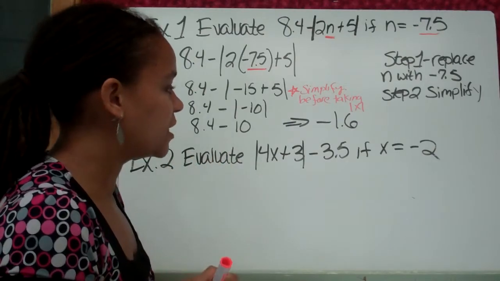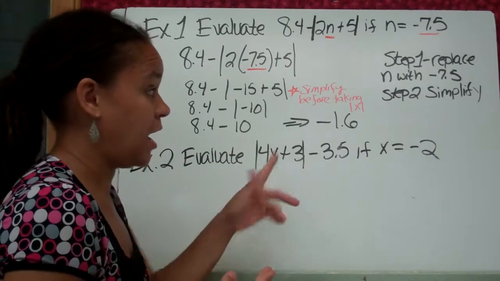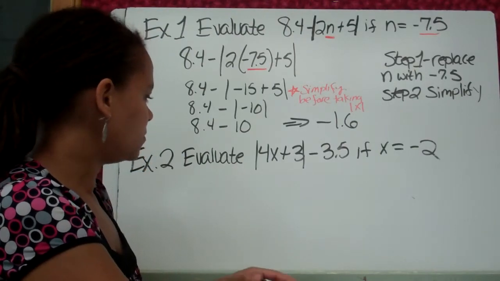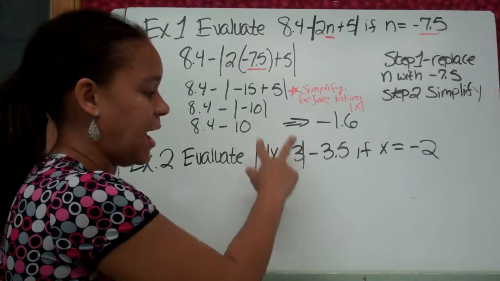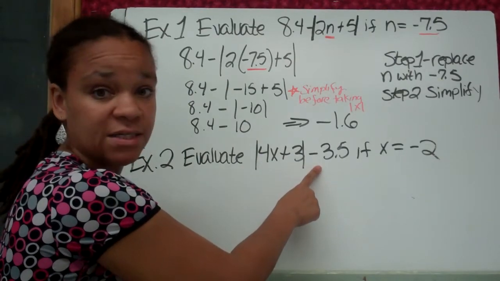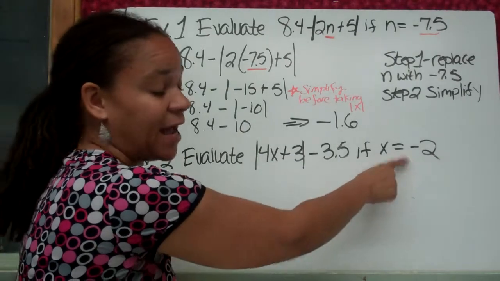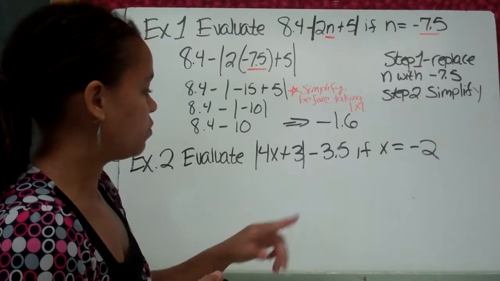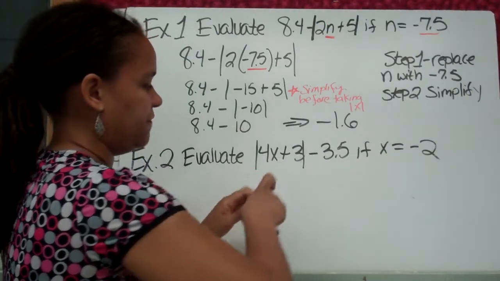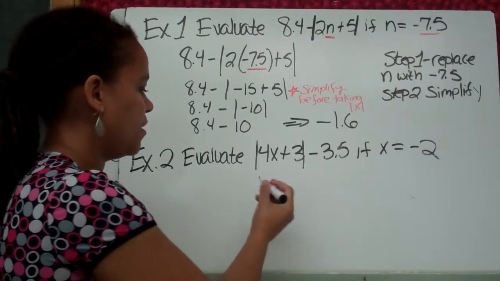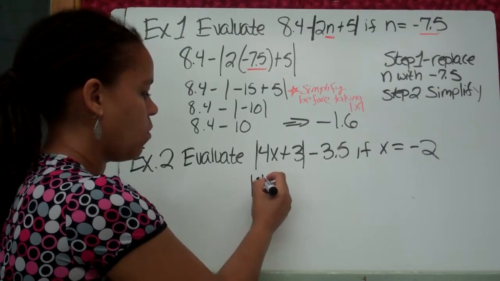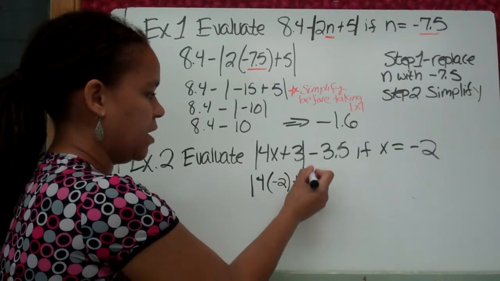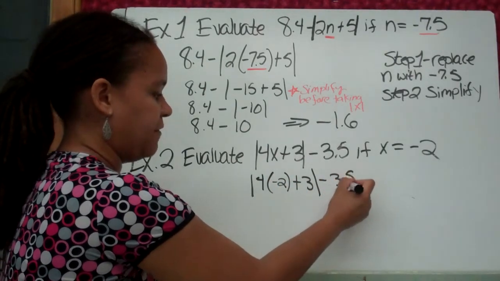You can check your work and double check that your answer is correct. Let's look at the next example. Evaluate the absolute value of 4x plus 3, minus 3.5, if x is negative 2. So we know that x is negative 2. The first thing we're going to do is replace x with negative 2. So I have the absolute value of 4 times, not x, but negative 2, plus 3, minus 3.5.